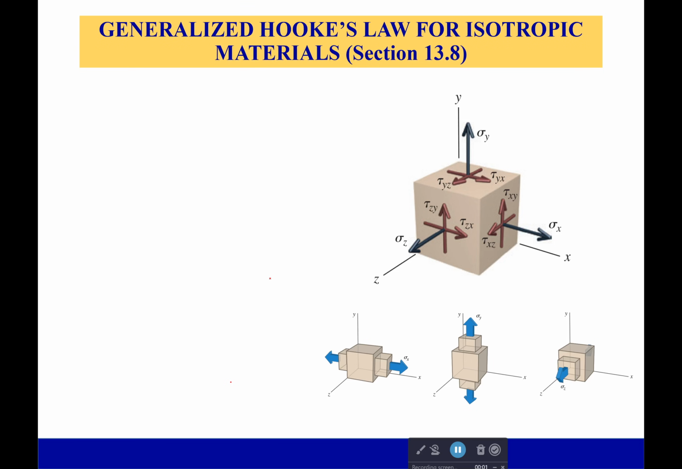Okay, the last thing we're going to hit on in these two chapters is the generalized Hooke's law for isotropic materials. Now, like I said earlier, we have these situations where we're being pulled from three different directions, which if we think about it would cause three different ways of it straining in all three directions. But how are those going to affect each other?